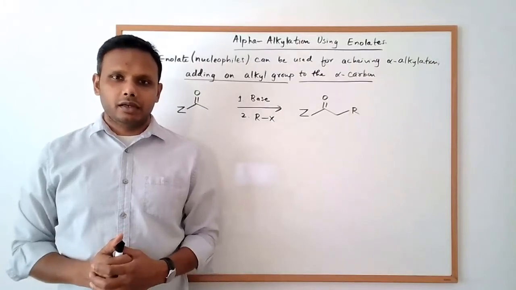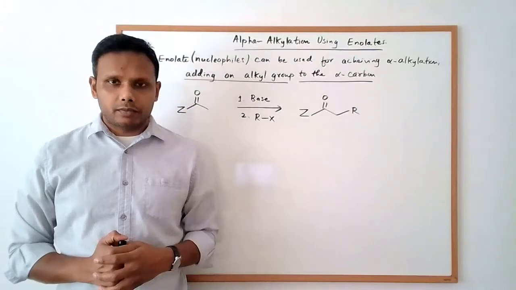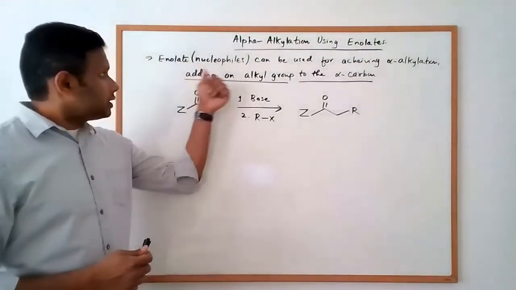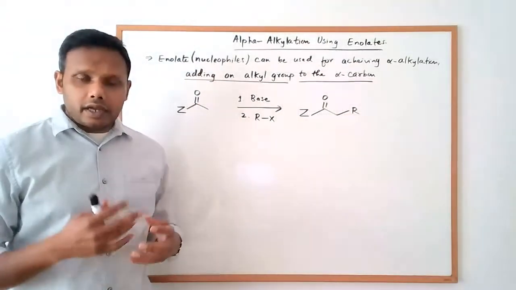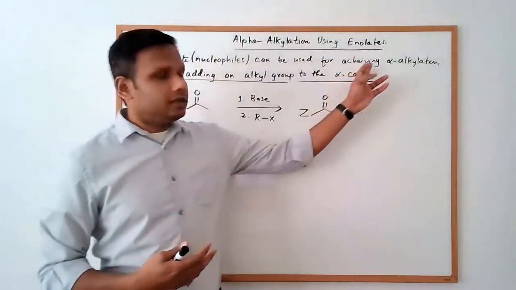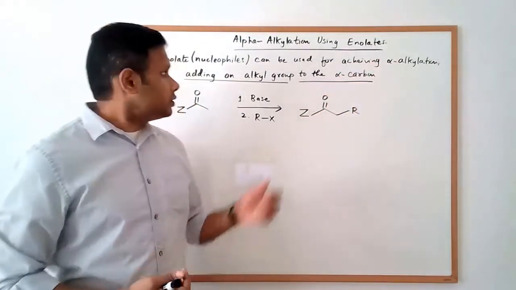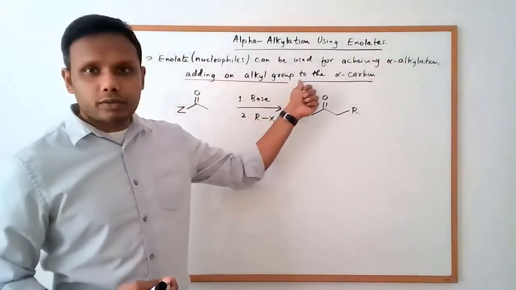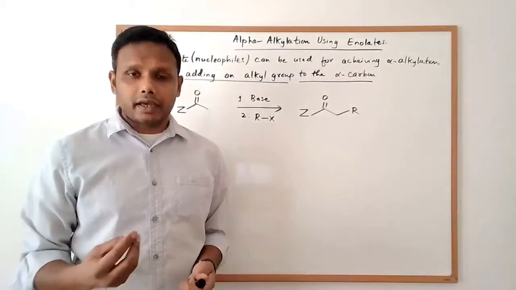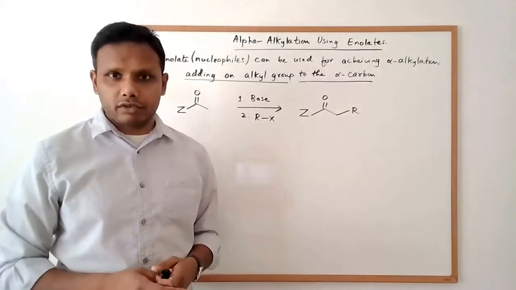Hi everyone, welcome back. In this video, we're going to talk about alpha-alkylation using the enolate. As we know, enolates are nucleophiles, and nucleophiles can be used for alkylating the alpha position. So they can be used for achieving an alpha-alkylation. That would mean adding an alkyl group to the alpha carbon of a compound that has an active alpha hydrogen, where it can deprotonate or where an enolate can be formed.